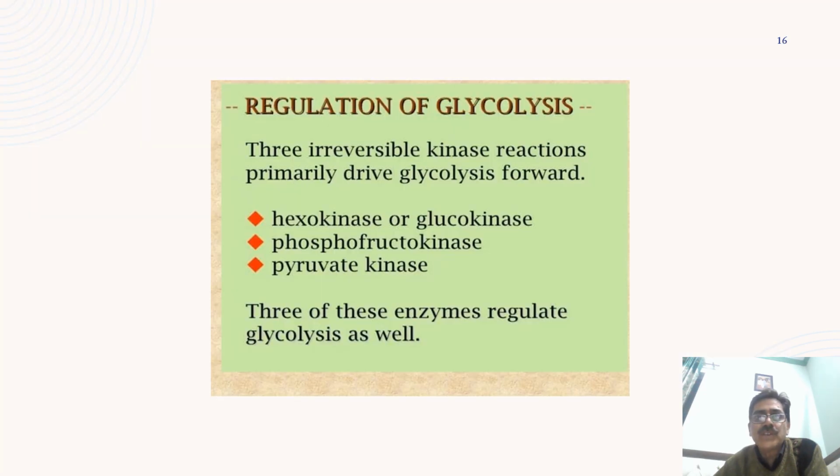So this is regulation of glycolysis. It is being regulated by 3 enzymes: hexokinase, phosphofructokinase, and pyruvate kinase. Hexokinase is the enzyme involved in the first reaction, phosphofructokinase in the third reaction, and pyruvate kinase in the 10th or the last reaction. These very enzymes regulate glycolysis.